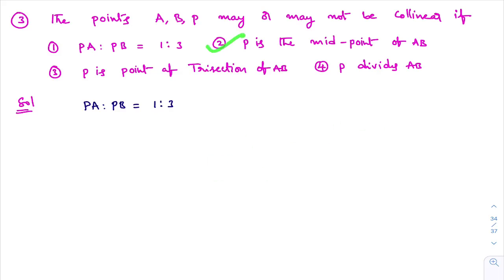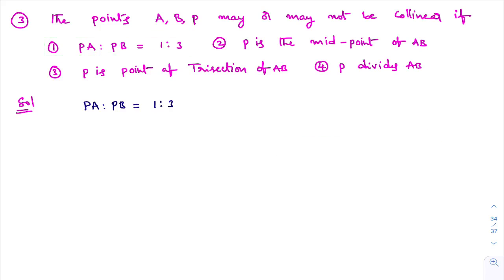With the second option, I can say that the points A, B, P are collinear. With the third option also, I can say that the points are collinear. Now you see P divides AB. If AB is a line segment, P is a point which divides AB, then definitely I can say that these 3 points are collinear. Now only the chances are there for this first option.